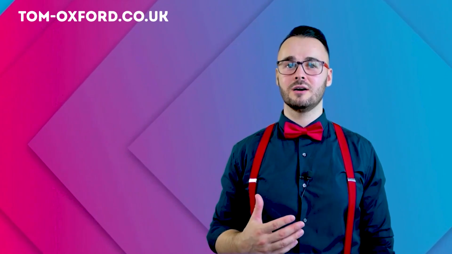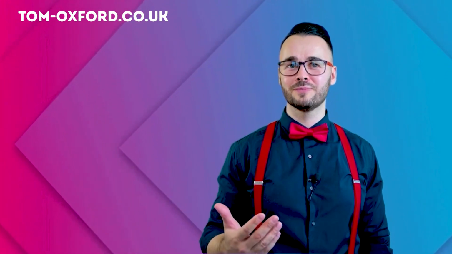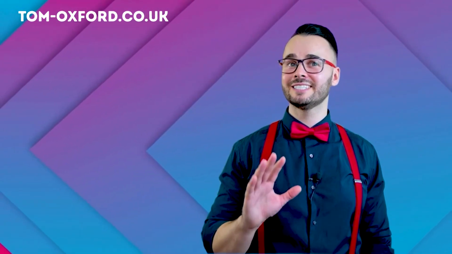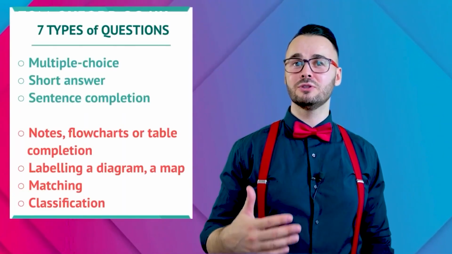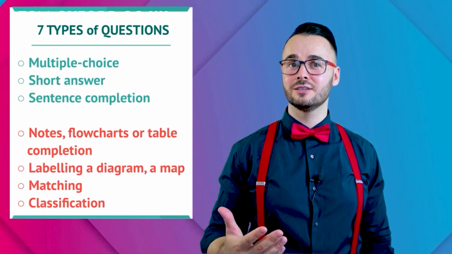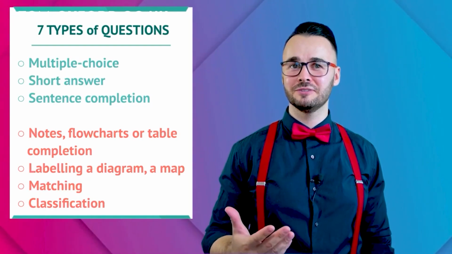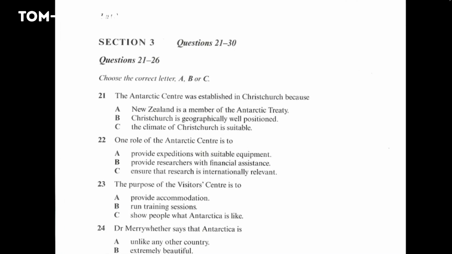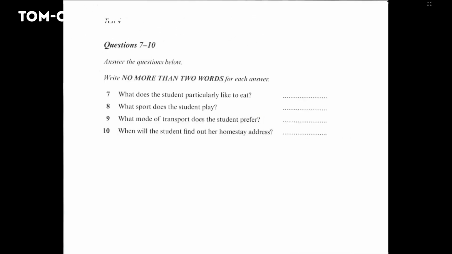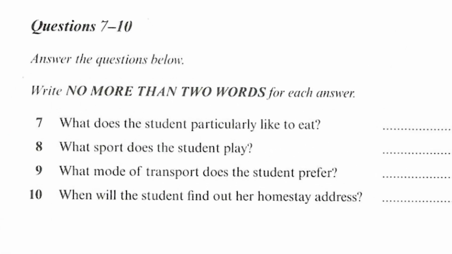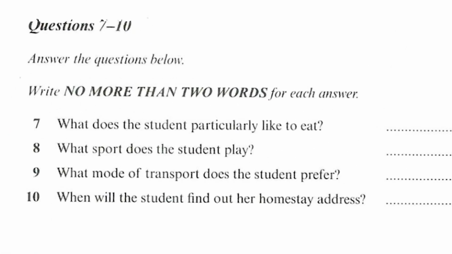Some of them you will never face in other exams, for instance in TOEFL. That's why pay close attention to the following 7 types. The first 3 you can meet in many tests. They are multiple choice, short answer, and sentence completion. In multiple choice questions, you should choose from several variants. In short answer questions, you are supposed to give a short answer.